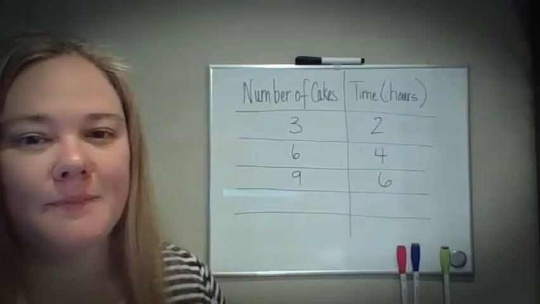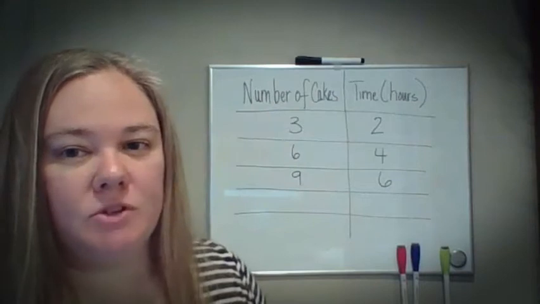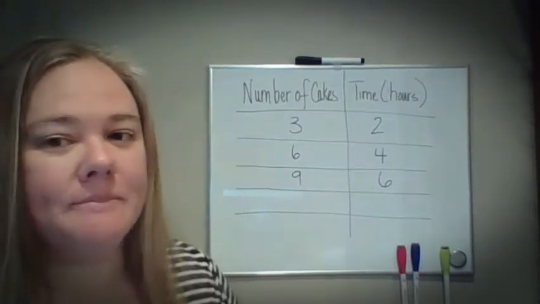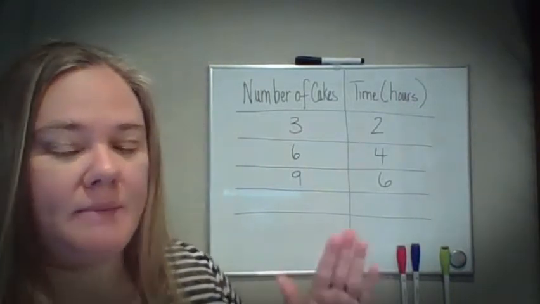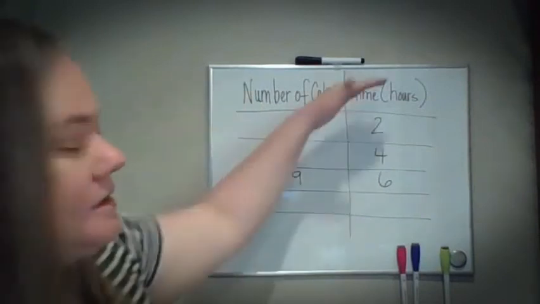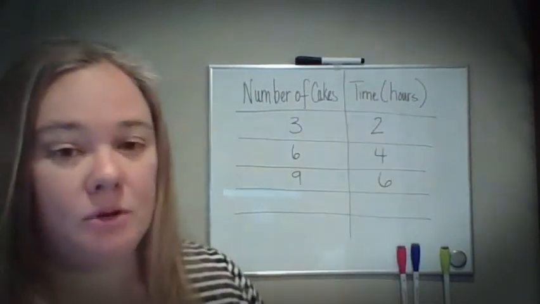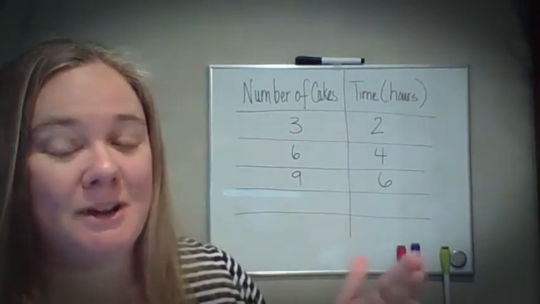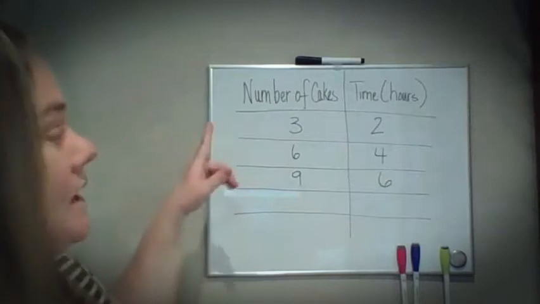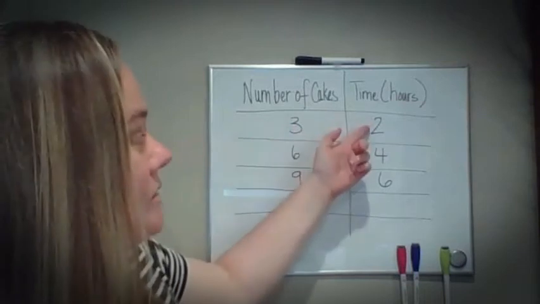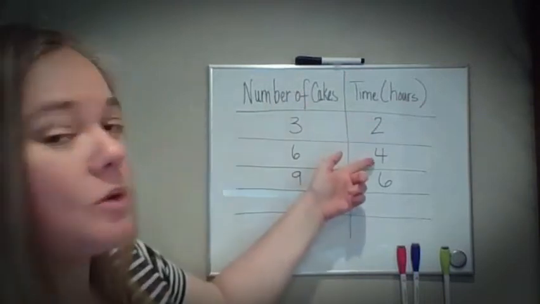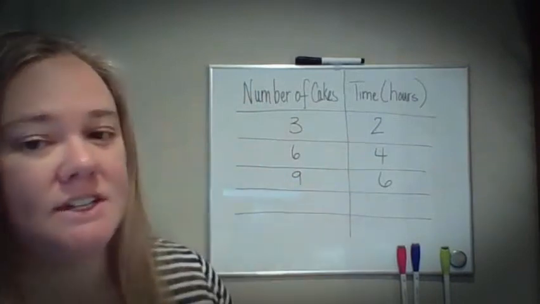Use the table that is shown to determine the number of cakes Stella baked with respect to time. All right, so we're going to look at a table, and we know that Stella was baking cakes over the course of hours. So I made sure to separate cakes from time. Remember that it's important to keep your units straight with your integers. This table is telling me that for every 3 cakes, it takes her 2 hours. So for 6 cakes, it takes her 4 hours, and 9 cakes, it takes her 6 hours.